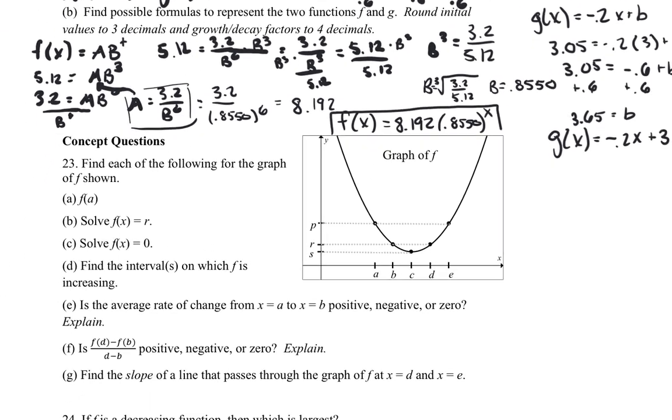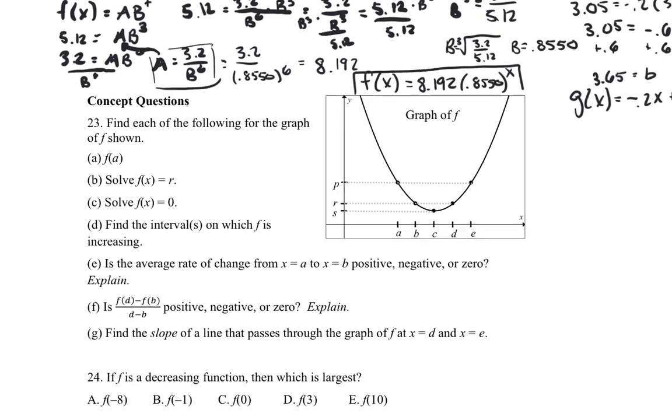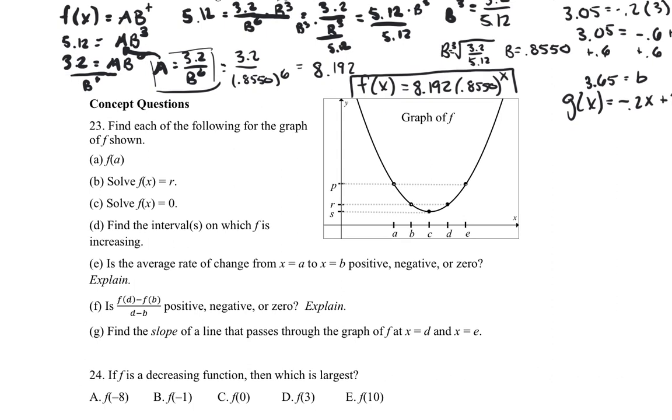All right, on to question 23. Find each of the following for the graph of f shown. So, f of a. We go to the graph here, we go to a, and we look up, and the y value associated with that is p. So, f of a is equal to p.